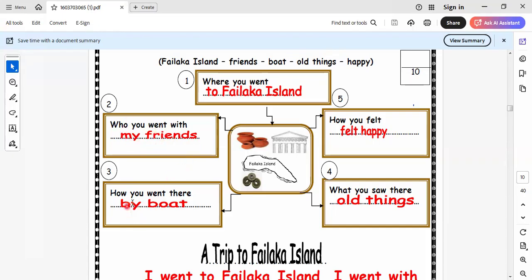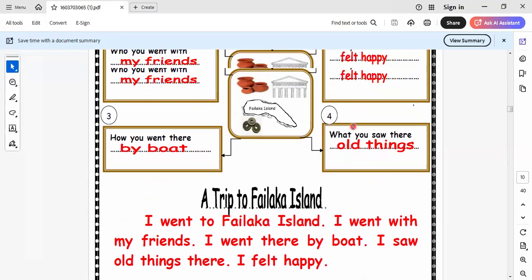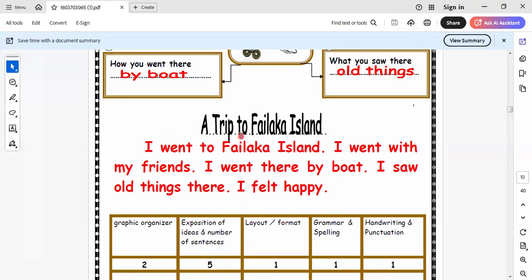My friends. How you went there? So I ask about the means of transport, the way they went. It will be by boat. What you saw there? All things. How do you feel? I felt happy. Let's read this topic together.